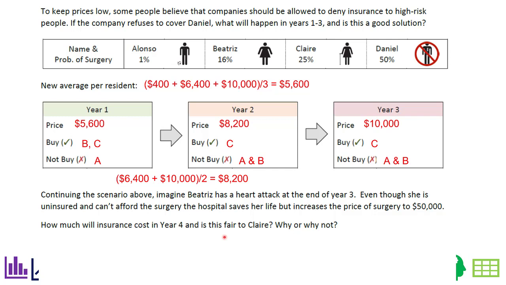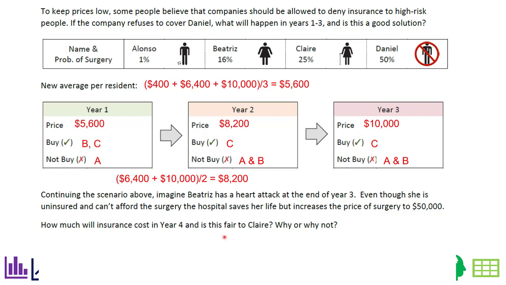So, continuing the scenario above, imagine Beatriz has a heart attack at the end of year 3. Even though she is uninsured and can't afford the surgery, the hospital saves her life, but it increases the price of surgery to $50,000. How much will insurance cost in year 4? And is this fair to Claire? Why or why not?